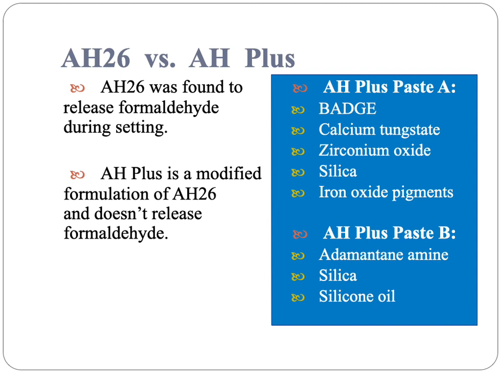So the same brand came up with another advanced sealer called AH Plus. There was a comparison between AH26 versus AH Plus, and AH26 was found to release formaldehyde during setting, and AH Plus is a modified formulation of AH26 so that it doesn't release formaldehyde. Since formaldehyde was found to be a known carcinogen, the advancement was done.